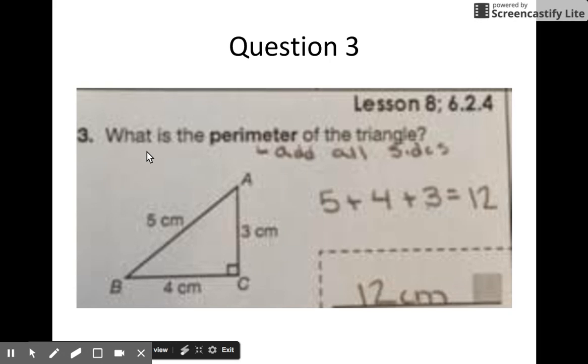Question 3. What is the perimeter of the triangle? Remember, perimeter means you add up all the sides. So we're going to take 5 plus 4 plus 3 and add them all up, and we get the answer of 12 centimeters.